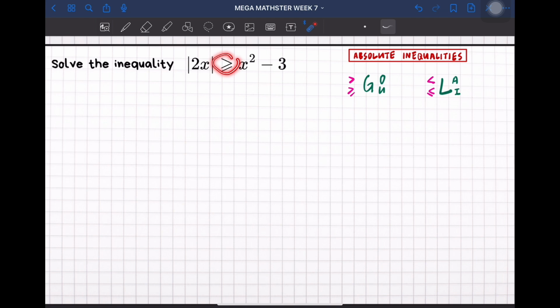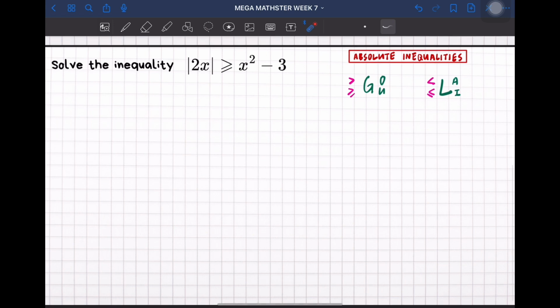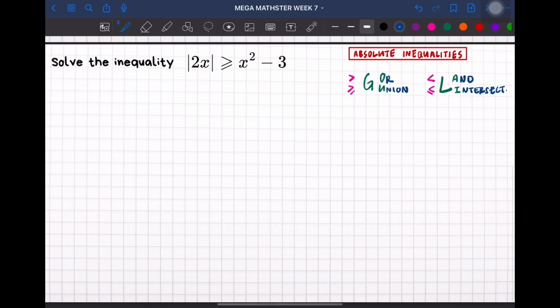So you're going to decide whether to use the GO, GU, or LA, LI. Okay, GO, LA, GU, LI. So what does GOLA GULI stand for? G stands for greater sign, and L is for less sign. When you see the greater sign, you define it as or, and for the less sign, you define it as and. Then you need to find the union for the greater sign, and for the less sign, you find the intersection. Now our sign over here is greater, so we're going to use GO, and then find the union for the final answer.